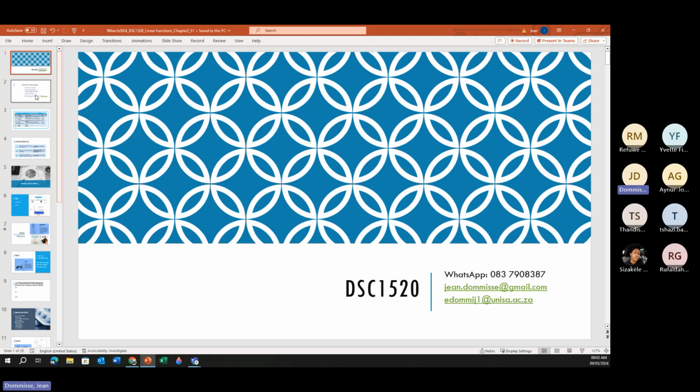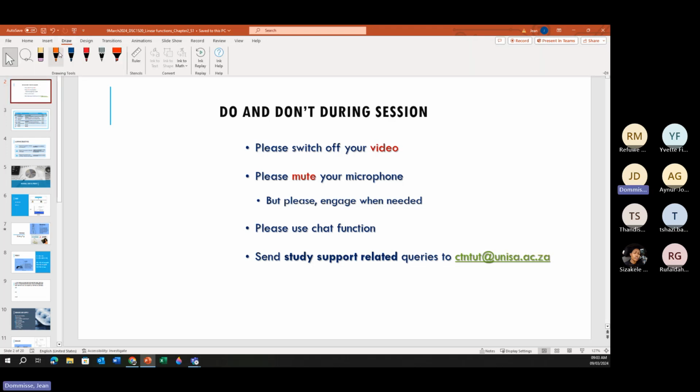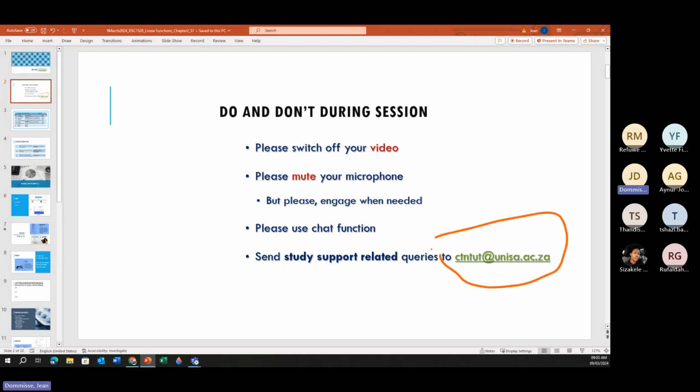Then if you don't have access to the Western Cape portal, please send an email to ctntut@unisa.ac.za. They will sort you out so that you can get access. You don't need to be from the Western Cape region. They will enable you to get access to that portal with other information in there as well.